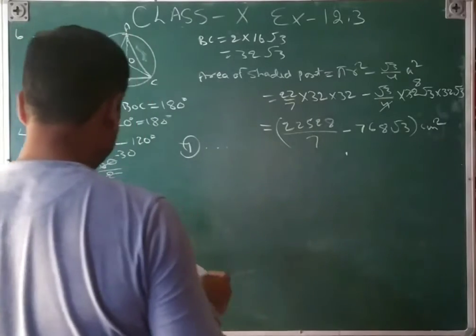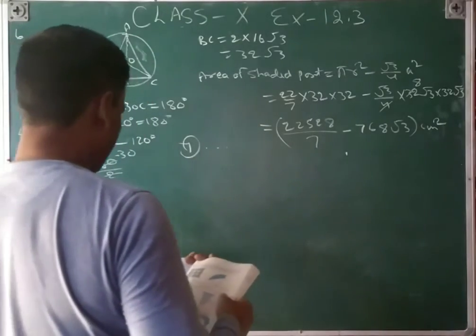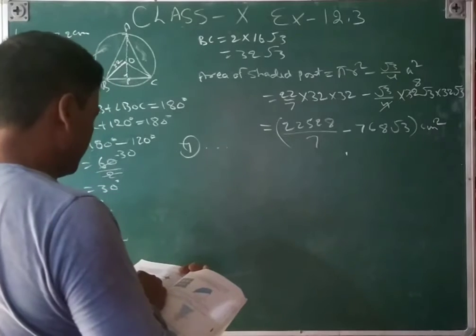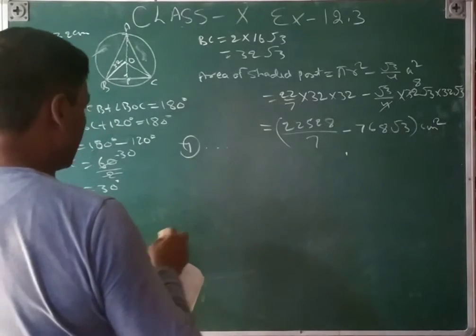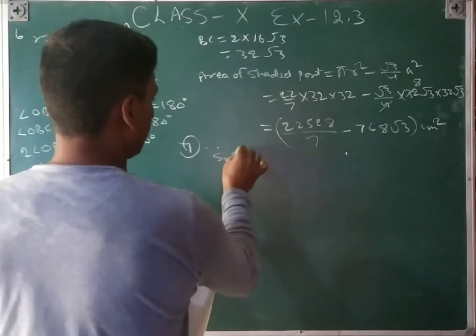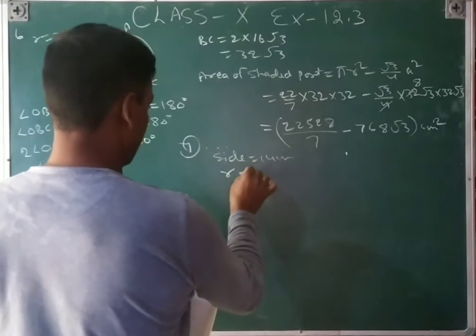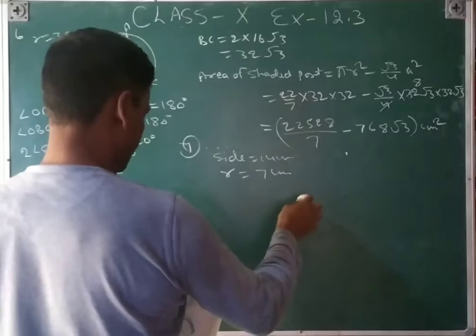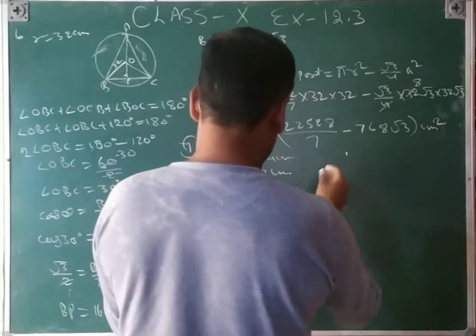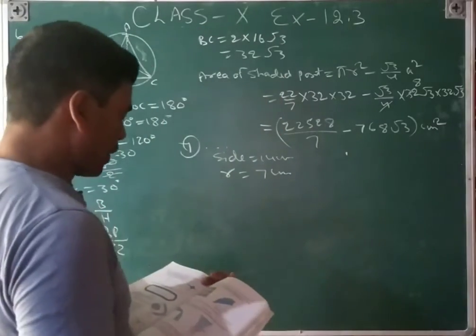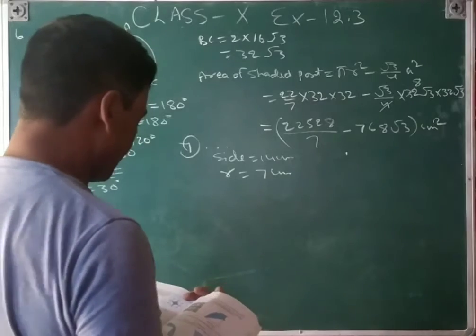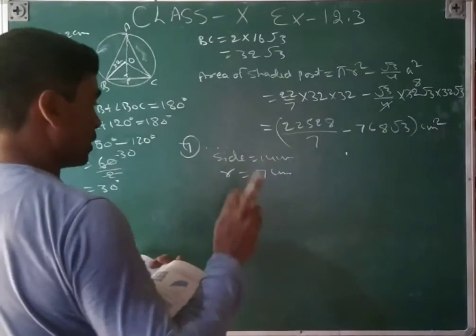Seventh question is that in figure 12.25, ABC is a square of side 14 centimeter. So side is equal to 14 centimeter. Obviously radius will be half of that, 7 centimeter. So we are looking at 4 quadrants here. First of all, we will find that 4 quadrants mean 1 circle.